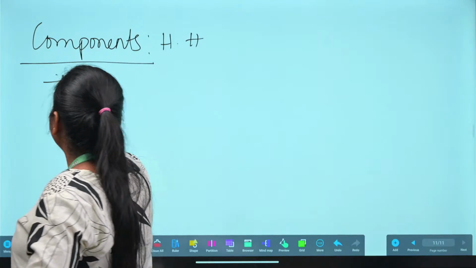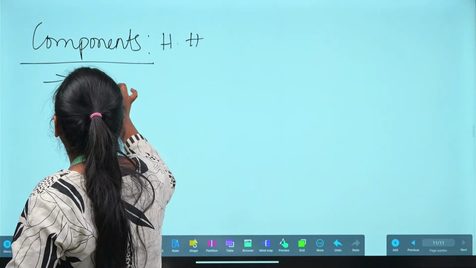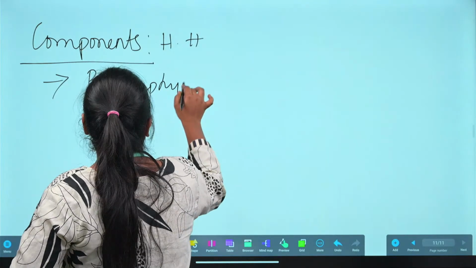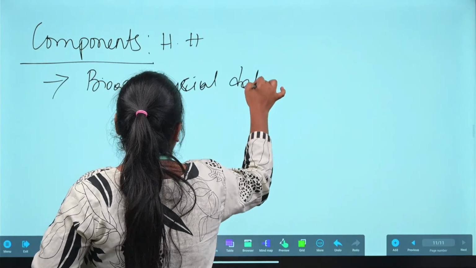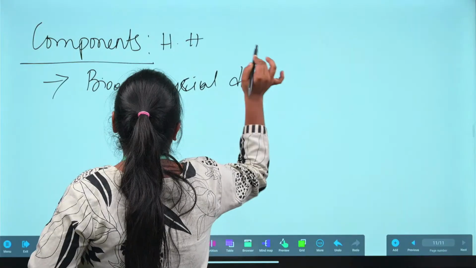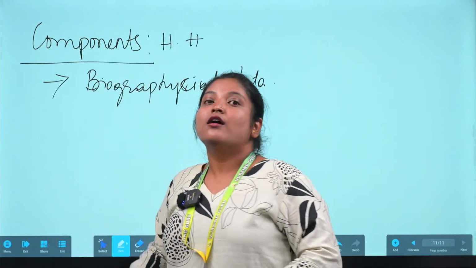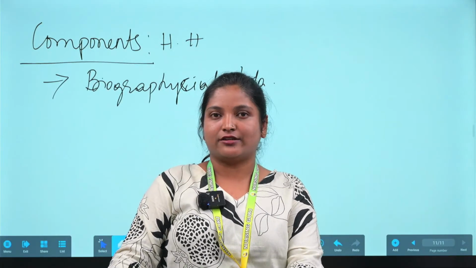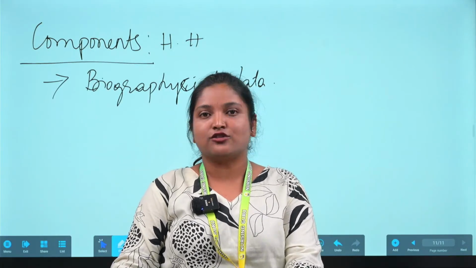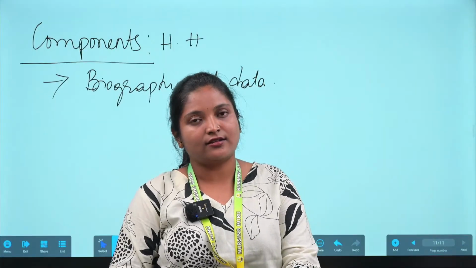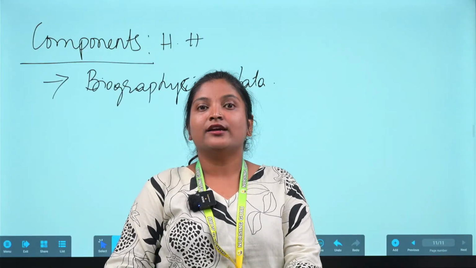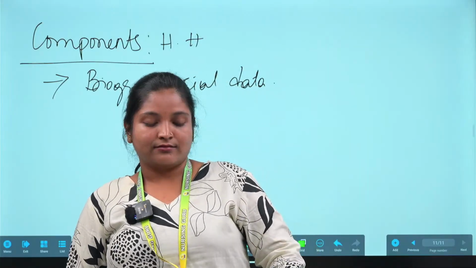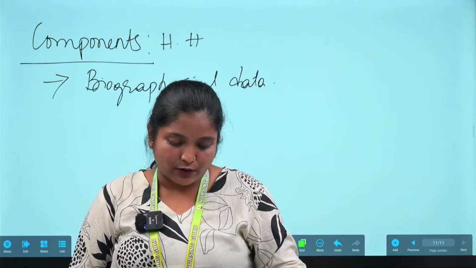First one is biographical data, which is very important. Here you collect the general history of the patient, which is related to his name, locality, education, occupation, marital status, children, family, income, everything, and age. That is the biographical data.